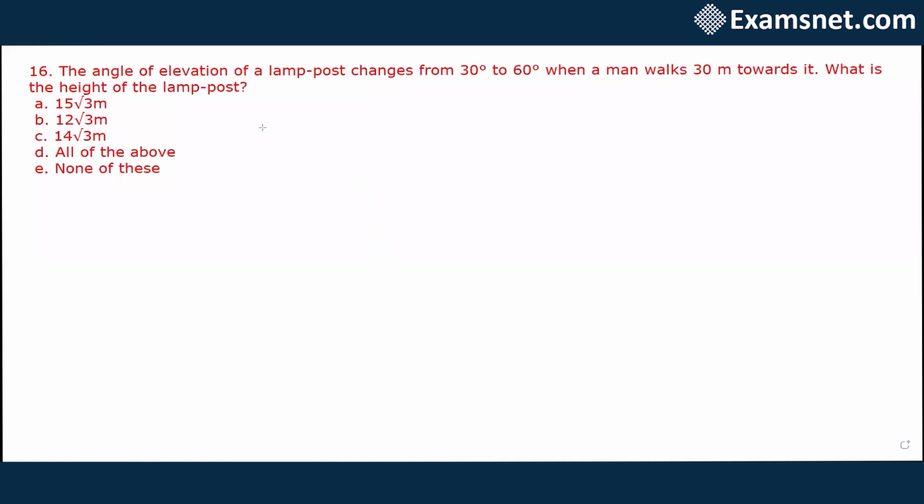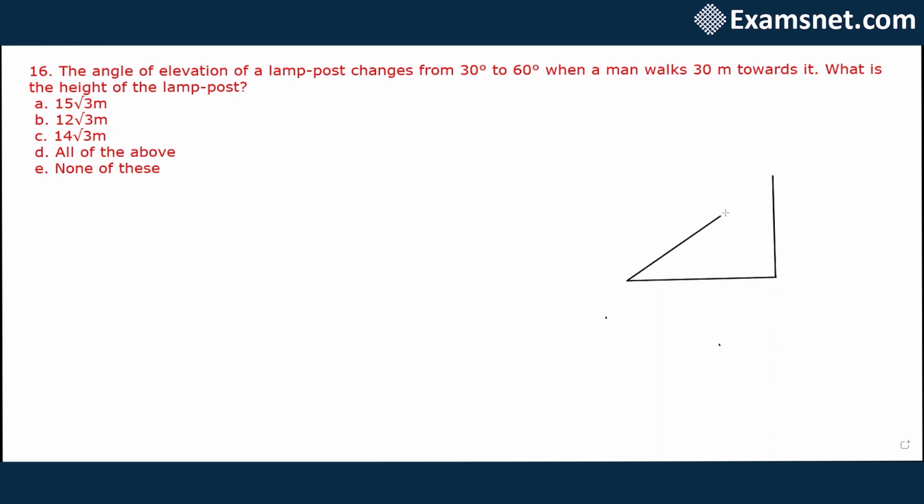It is given in question number 16, the angle of elevation of a lamppost changes from 30 degree to 60 degree when a man walks 30 meters towards it, what is the height of the lamppost? Five options are given. So let's start with the construction first. Let's say here AB is the lamppost of height h meter, and there is a man standing a few meter ahead of the lamppost at this point.